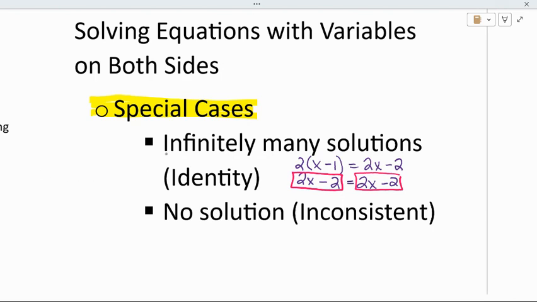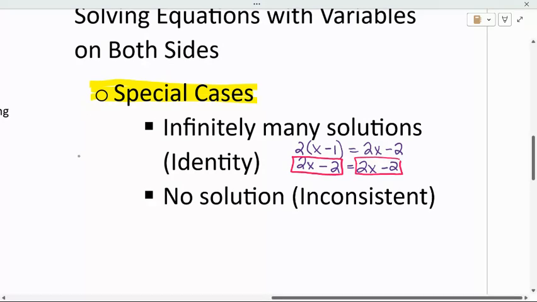And so this means, let me scoot back for a second. When you have something like this where you have the exact same thing on the left side as the right, when they're exactly the same, identical, you get infinitely many solutions. It just means that any number that you put in there for x will make that equation true. Any number, so it's infinitely many.